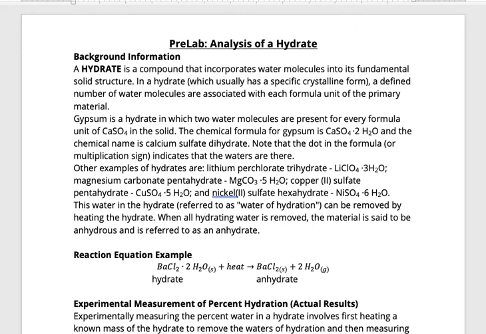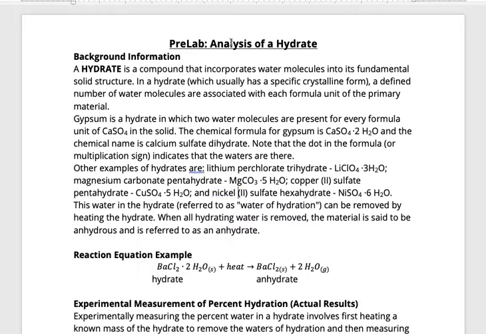Today we're going to be looking at preparing ourselves for a lab that we will perform in the class. The lab is we're going to analyze a hydrate, and what we're going to do is add heat to it using a Bunsen burner, and we're going to evaporate off the water within its structure.